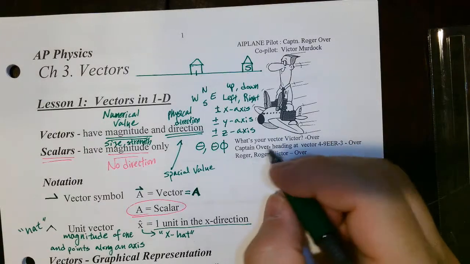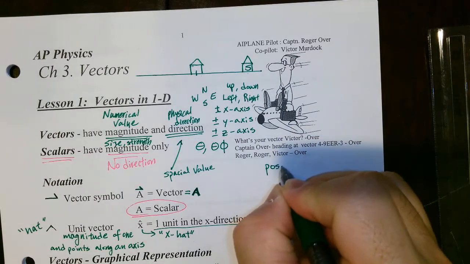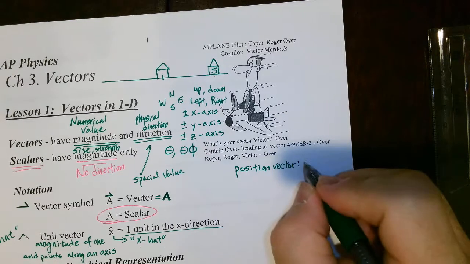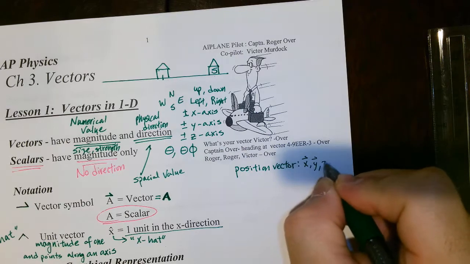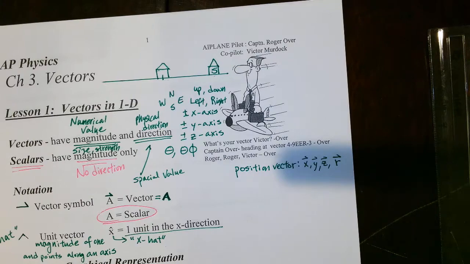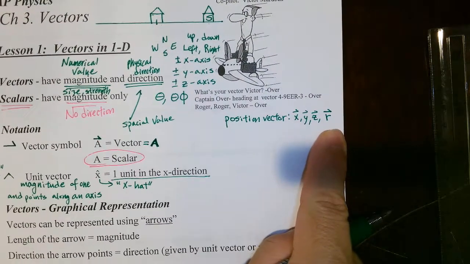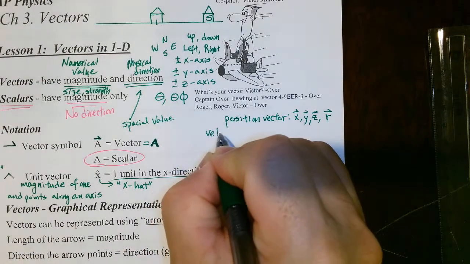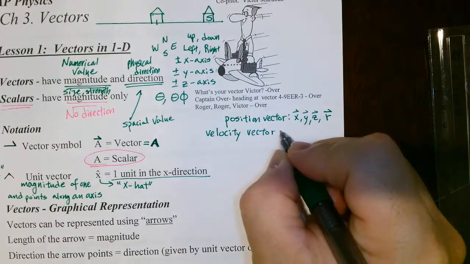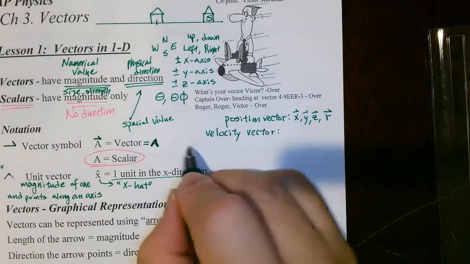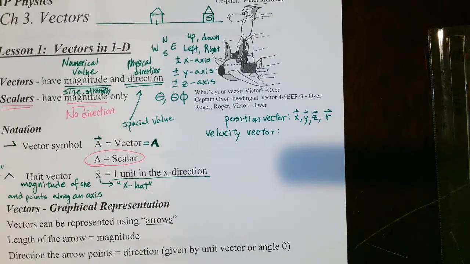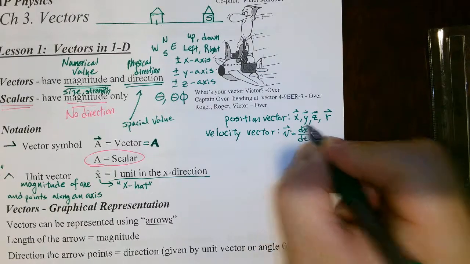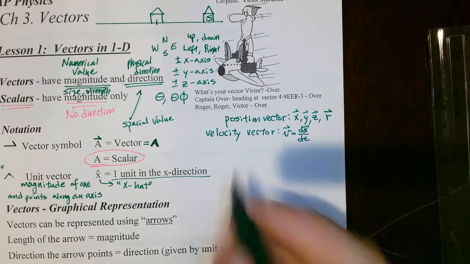So here are some vectors that you should be familiar with. You should be familiar with the position vector, defined with x, y, z. When we get into more than one dimension, you're going to have r as your position vector, the radial distance from the origin. You should be familiar with the velocity vector, and don't confuse velocity with speed, because velocity is a vector whereas speed is a scalar quantity. The velocity vector is dx/dt, the first derivative of the position function. And then you should know acceleration.